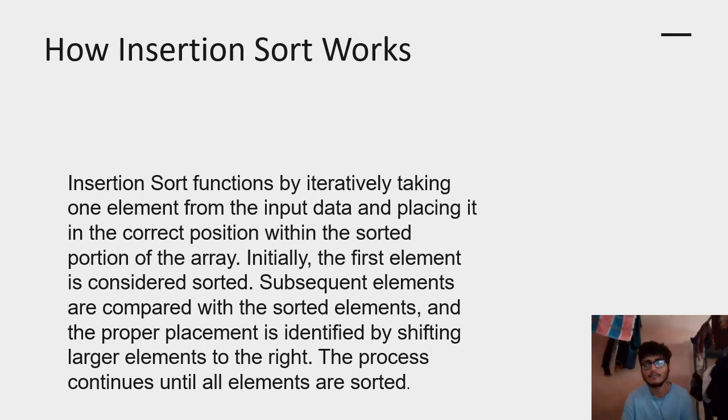Now, let me walk through the logic of the algorithm. Imagine we have an array of numbers. We treat the first element as already sorted. Then we pick the second element and compare it to the sorted portion. If it's smaller, we move the first element over and insert this one before it. We keep doing this, picking one element, comparing it to the left part, shifting bigger elements to the right, and inserting the new one into the correct position.